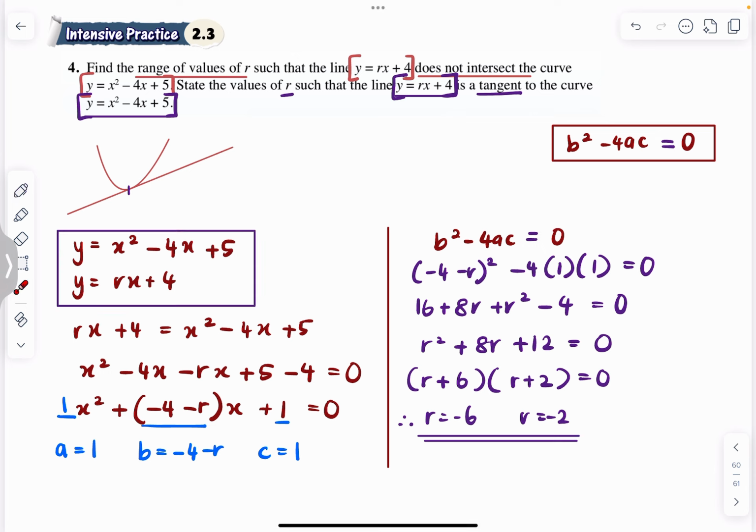Okay, this part applies whenever you want to solve two equations like this. Whenever they say two graphs intersect at one point, or two graphs intersect at 2 points, or two graphs do not intersect, then we have to combine these two equations first, make one equation, and then only you solve your b squared minus 4ac.